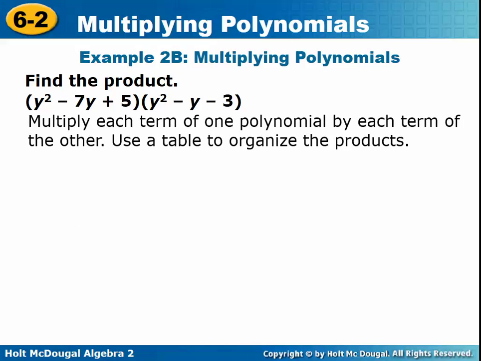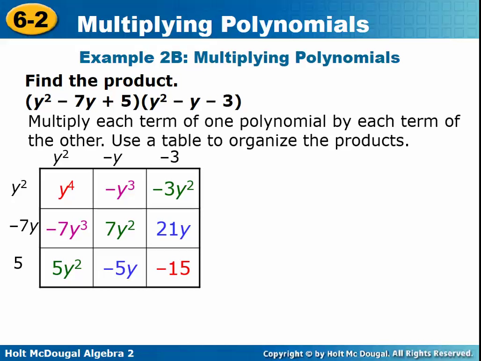Is this the third way? Yeah, this is the third way. This is using a table. This way is really helpful if you have more than a binomial by a trinomial. Like in this example, we have a trinomial times a trinomial, 3 terms times 3 terms. That's a lot to multiply.